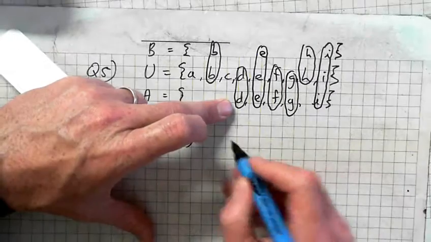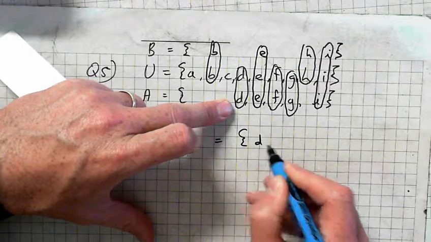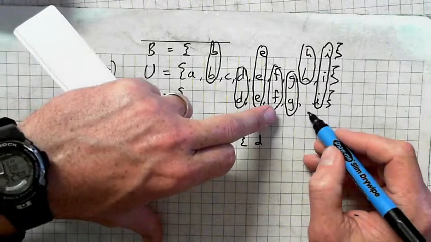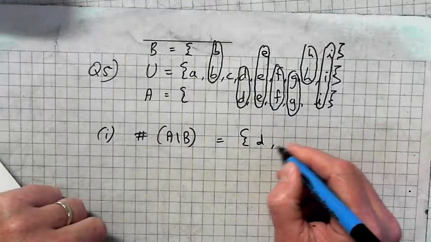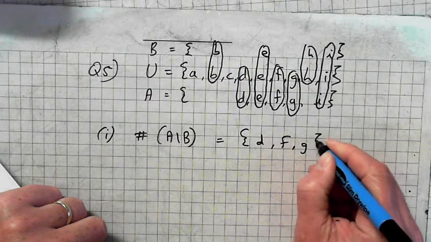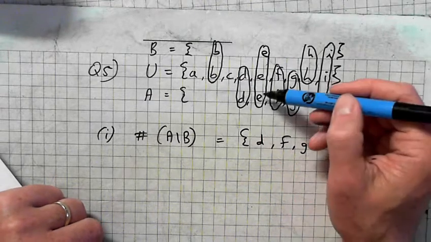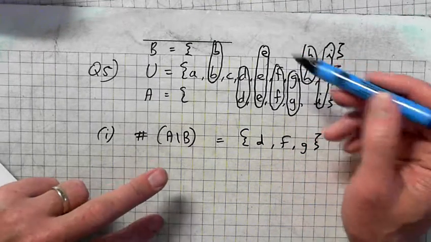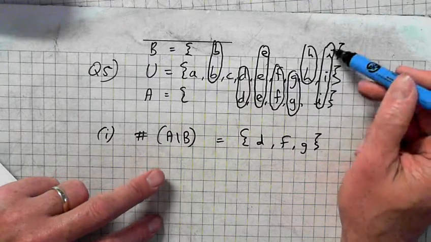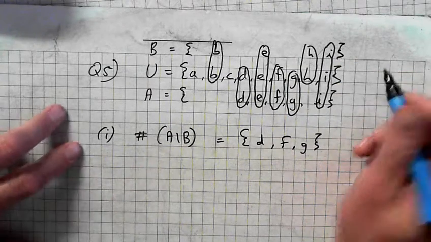So D, F and G. Do you understand that? E is in B, I don't want any of B. I is in B, I don't want any of B. So I want the elements in A, but none of B.